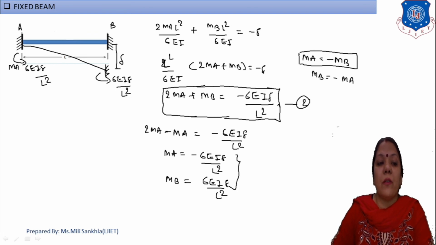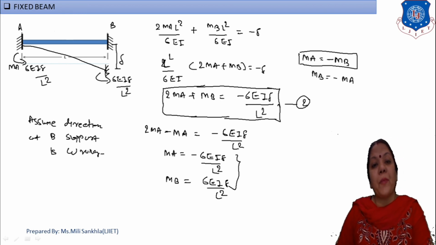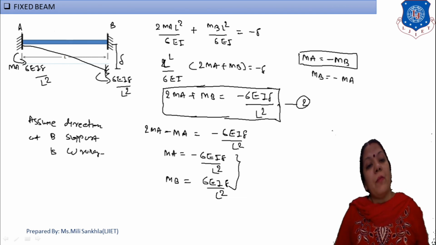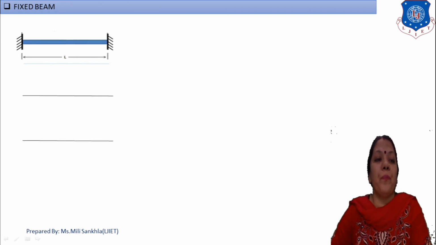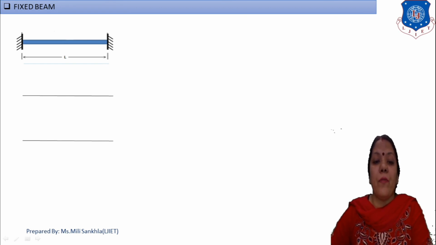Write down: the assumed direction at B support is wrong. Okay, and here we change this direction. Now we draw the SF and BM diagram for this case. First of all, again here we find out the moments mentioned here, and then we draw the SF and BM diagram for this settlement.